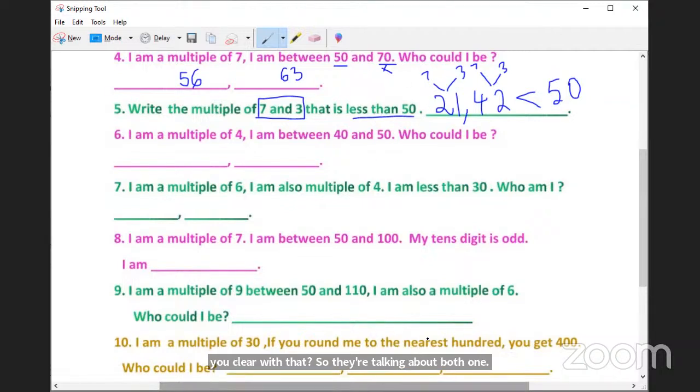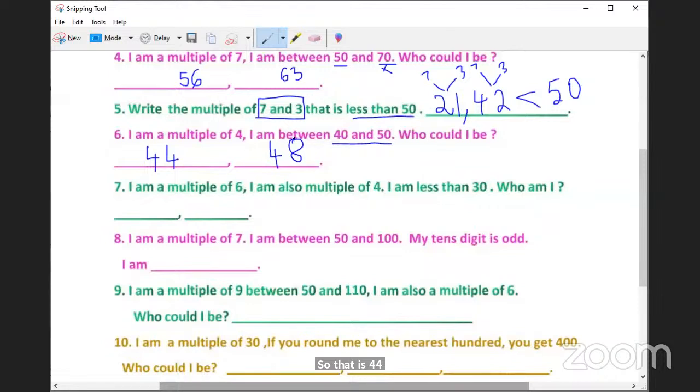I am a multiple of 4 and I am between 40 and 50. Who am I? So that is 44, 48, the multiples of 4. Yes. Question number 7. 21 is a multiple of 7 and 3. 7 and 3 are the factors of 21. So 21 and 42, both are correct, less than 50.